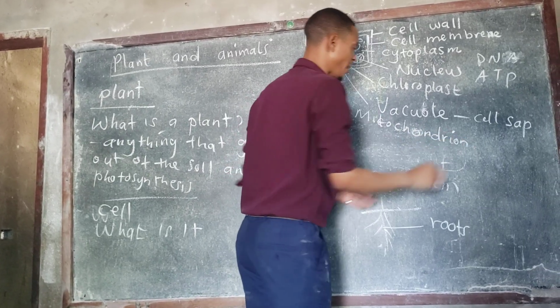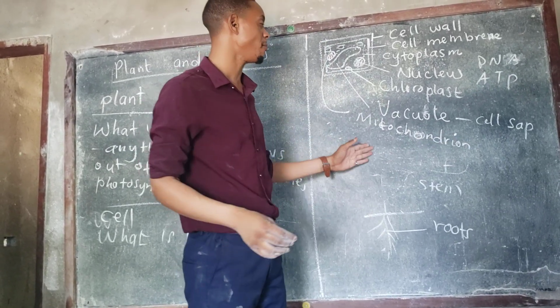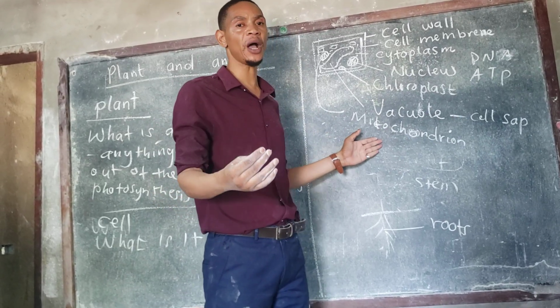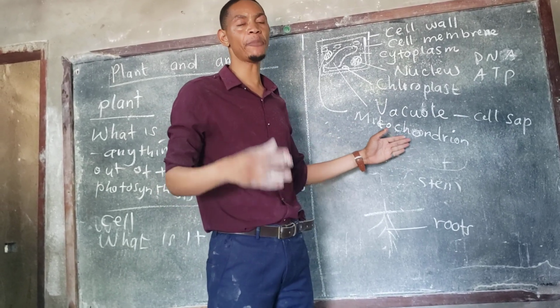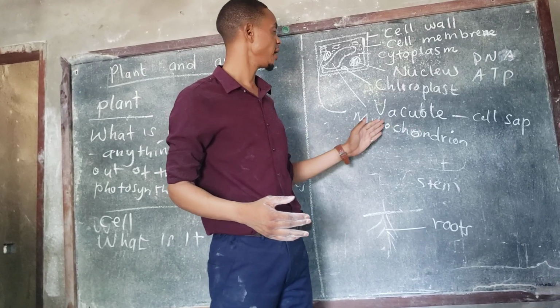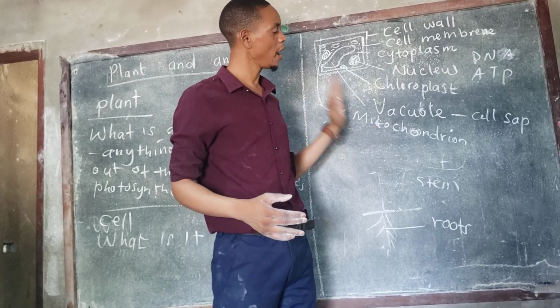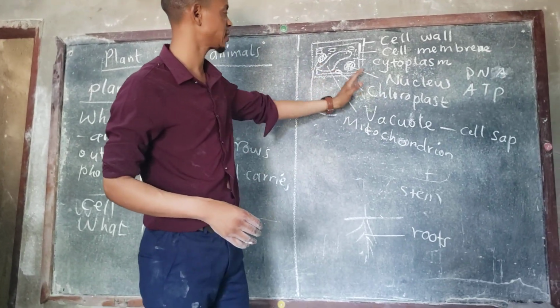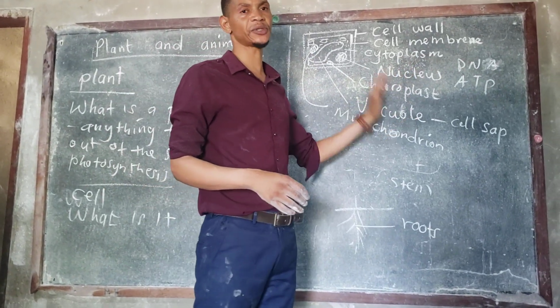Mitochondrion. Right, mitochondrion. If there are many, we call them mitochondria. The plural is mitochondria, the singular is mitochondrion. So now, these are the parts of a plant cell, a simple one.